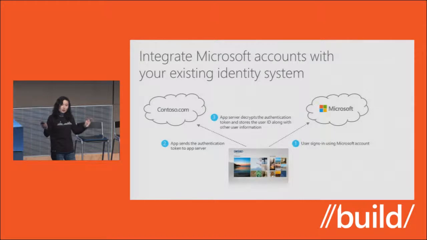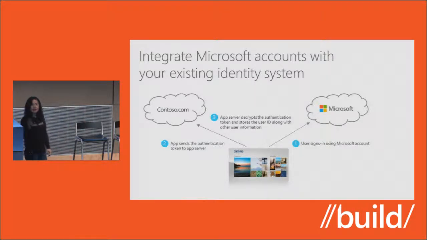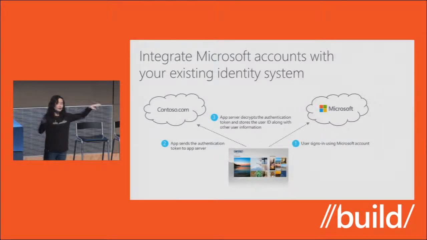Now, at this point, your server doesn't know who this user is yet. There is no personally identifiable information in this authentication token. The only thing in this token is an ID. So on your server, you just know there is one person that did all these things, but you don't know who this person is yet.